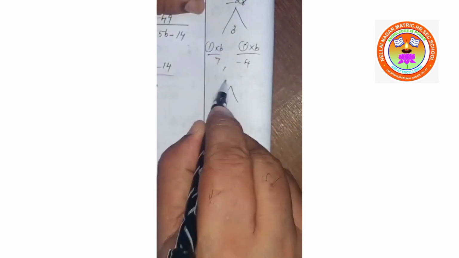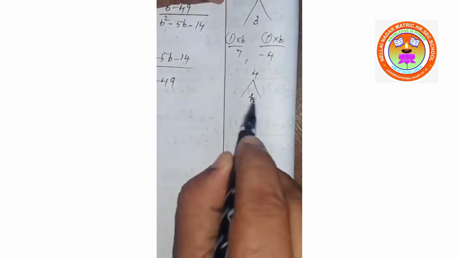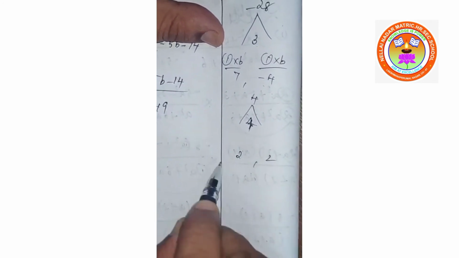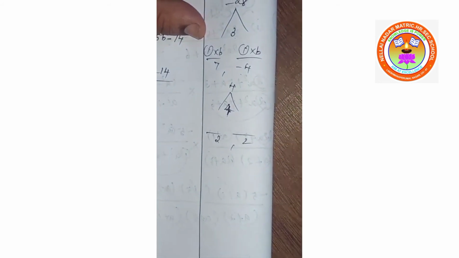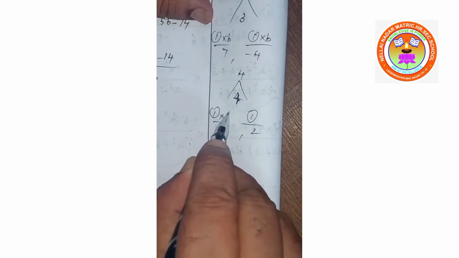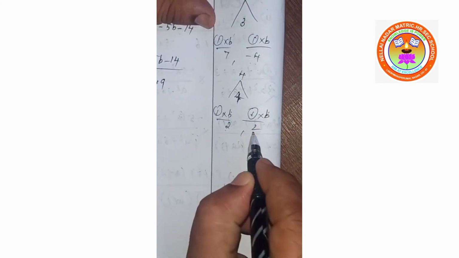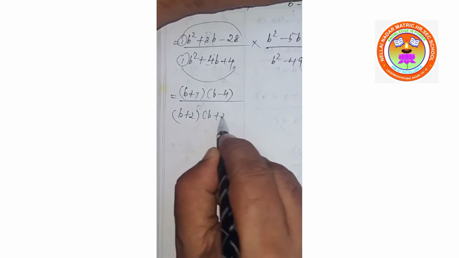And the coefficient of b is 4. Product 4, sum also 4. The two numbers are 2 and 2. 2 plus 2 is 4. 2 into 2 is 4. The coefficient of b squared equals 1. Write 1. Variable we have b. So 1 into b, b plus 2. 1 into b, b plus 2. b plus 2 into b plus 2.